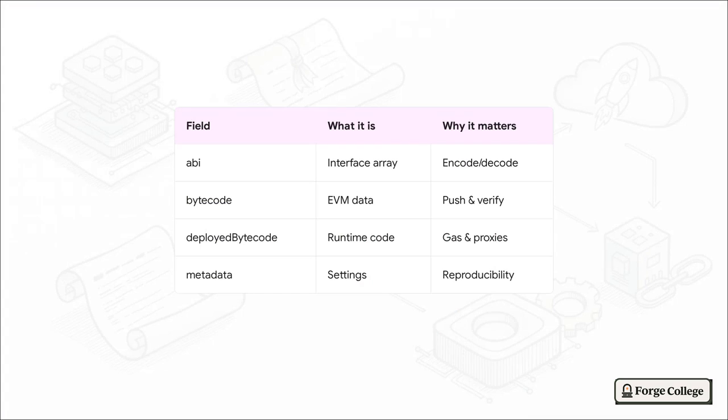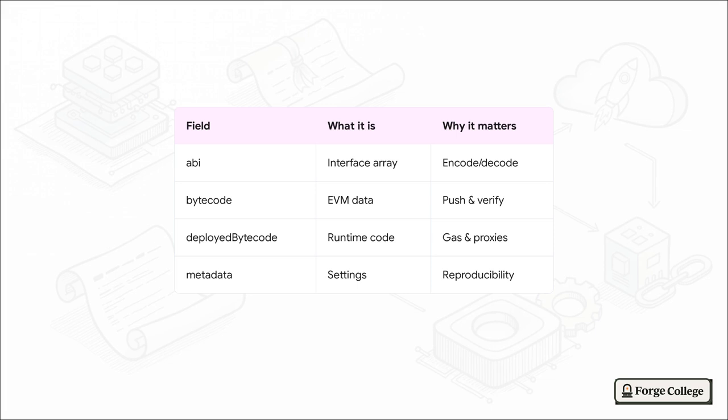Okay, let's break down the anatomy of this JSON record. What's actually inside? First up, you've got the ABI. This is your contract interface formatted as a JSON array, and it's absolutely required for libraries like ethers.js, for example, to encode and decode any off-chain calls. Next up is the bytecode. This is your creation time EVM data. It's the heavy payload that gets pushed when you actually deploy, and you'll use it later for contract verification.